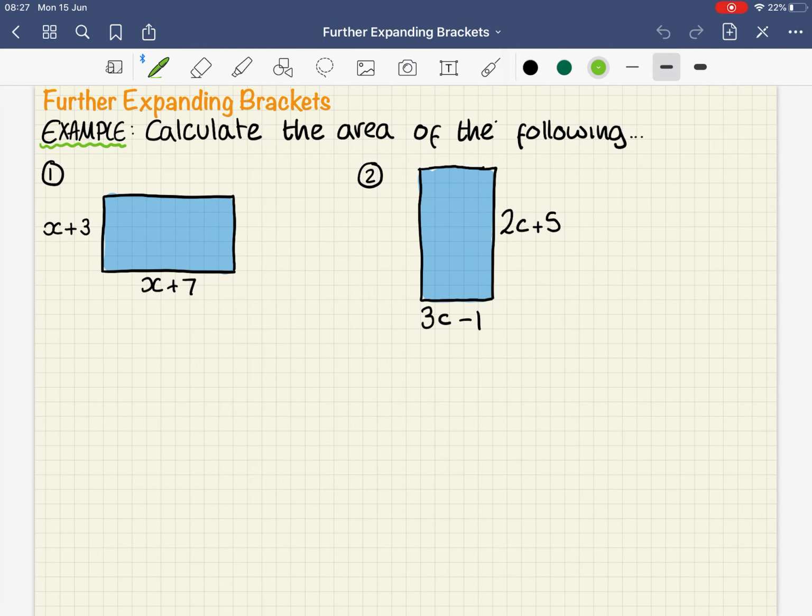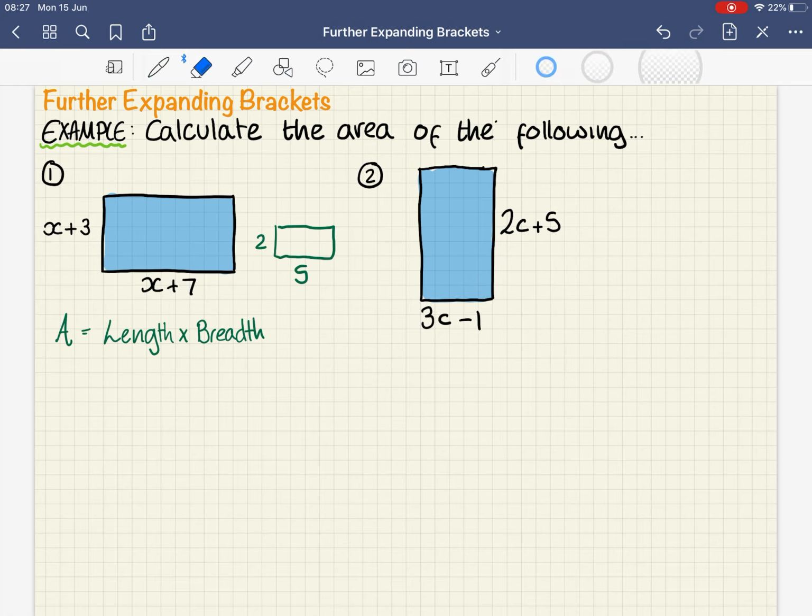So for this first one, we're being asked to calculate the area of the following. Now remember, our area of a rectangle formula is the length times the breadth. And if this was just a normal rectangle, if that was a 5 and a 2, we would know to do 2 times 5 to give us 10. And the idea is the exact same, even though we've got some algebra in there.